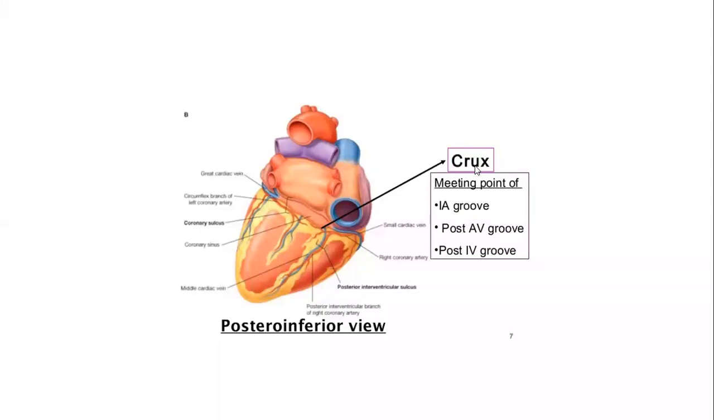That point is called crux of the heart. So it is at this point the right coronary artery gives rise to atrioventricular nodal branch. So I hope this point is clear to everyone.